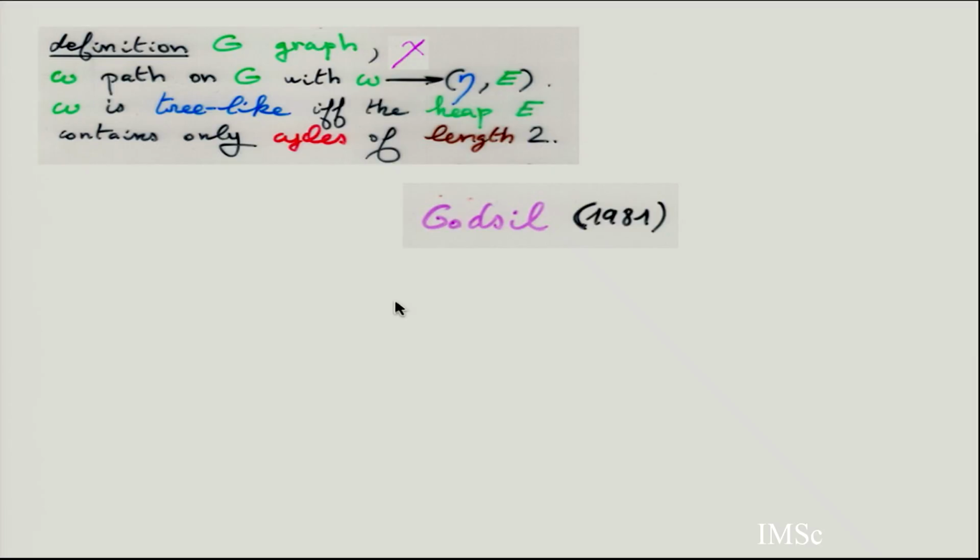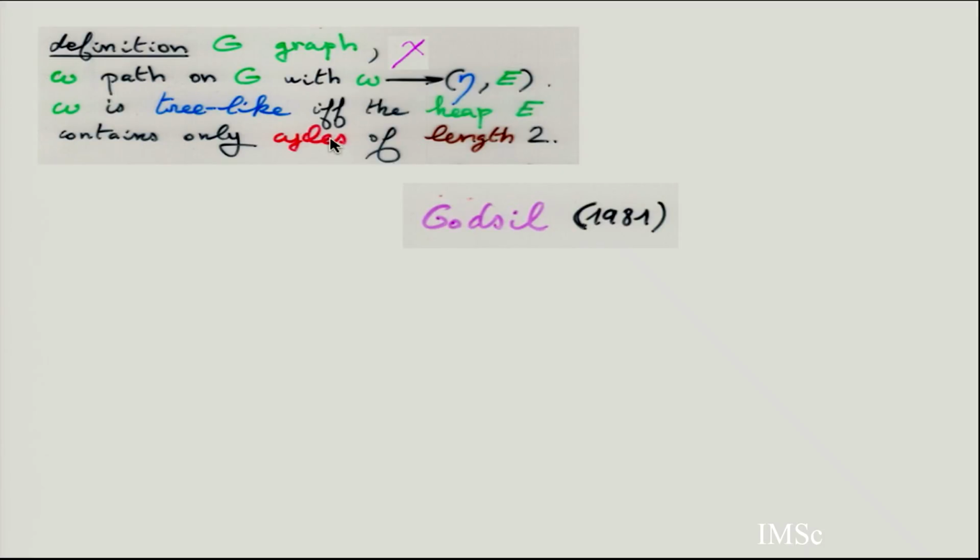The proof of Godsil was to introduce this tree-like path. So we go back to exercise 3 of a certain chapter. A tree-like path is a path which behaves a little like a path on a tree. So a tree-like path, by definition, is this: you take any graph, you take the bijection between any path and a pair (eta, E), where eta is a self-avoiding walk and E is a heap of cycles, and it is a tree-like path if and only if all the cycles have length 2.